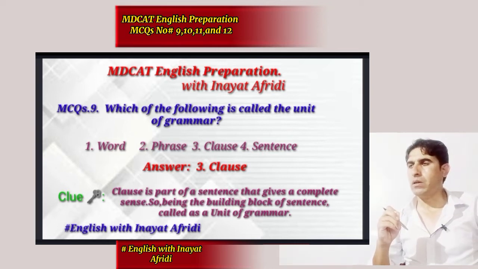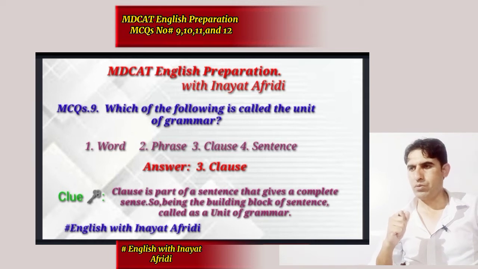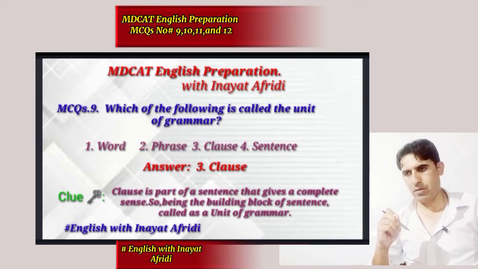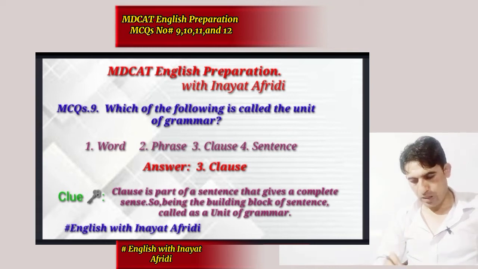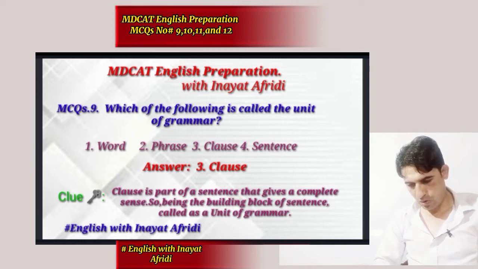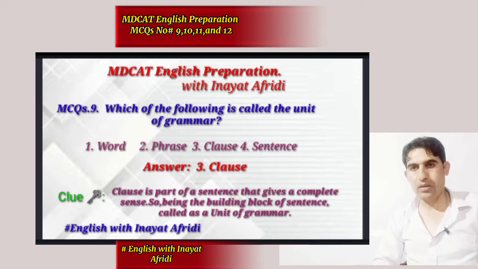And let me give you an important hint for that. If you pick up the book, the University Grammar book, written by Randolph Quirk, he has given this statement in his book that the unit of the grammar is actually a clause, which is a combination of the subject and the predicate. Now, let me give you a clue of that. The clause is part of a sentence. It gives a complete sense. So being the building block of a sentence, it is called a unit of the grammar. I hope the MCQs number 9 is understood.